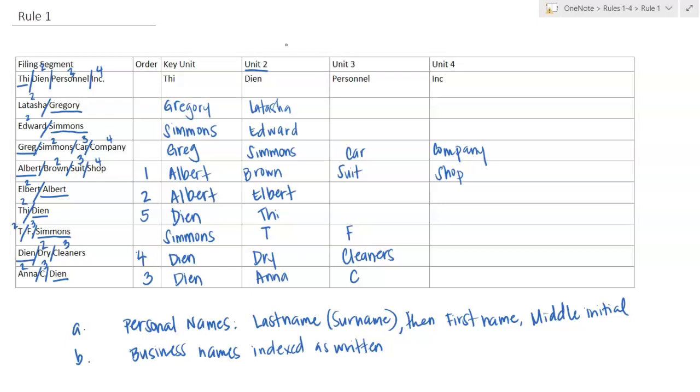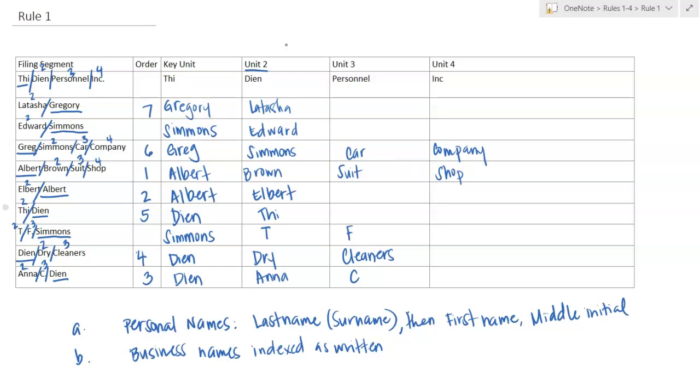The next letter, looking at the key unit, would be the G's. So we have Greg and Gregory. And so you'll learn that there's a rule called nothing before something. In this case, we have Greg, and that just ends, and then we have Gregory. So we call this space after Greg nothing, and there's something here. So Greg is going to be filed before Gregory. So that would be 6, and then 7.